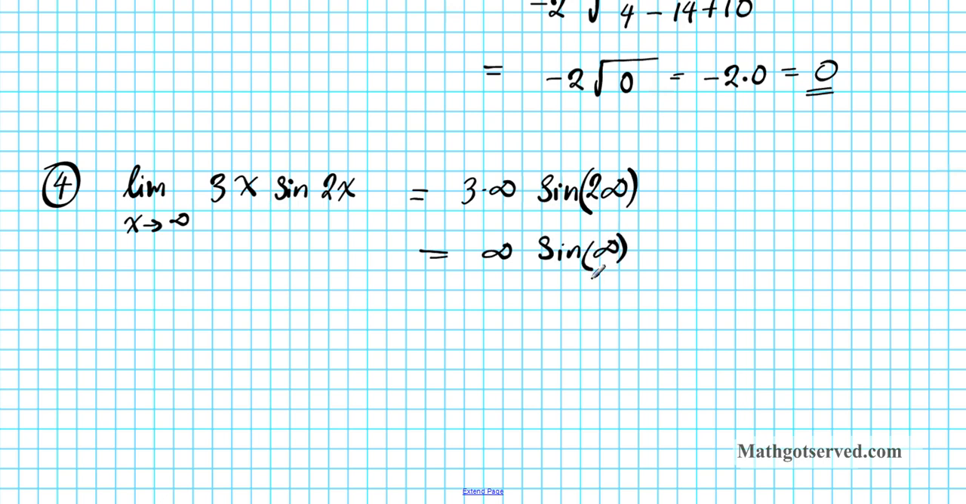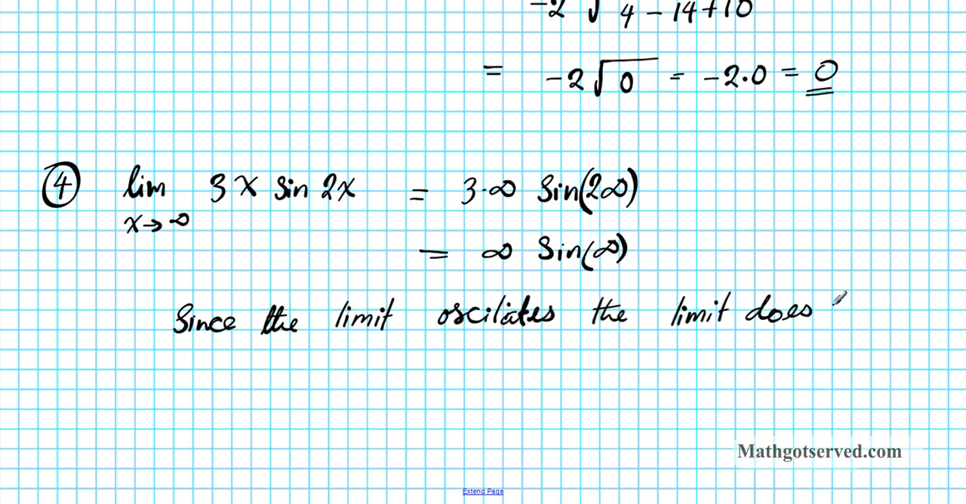At infinity, sine goes between -1 and 1. It attains any value. It oscillates between -1 and 1. It doesn't approach any particular value. So this is going to be oscillating between negative infinity and infinity. Since the limit oscillates, it doesn't have a particular number that it approaches. Oscillates, the limit does not exist. The limit does not exist.